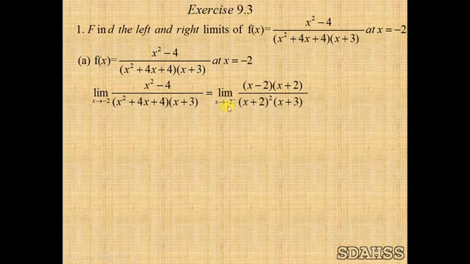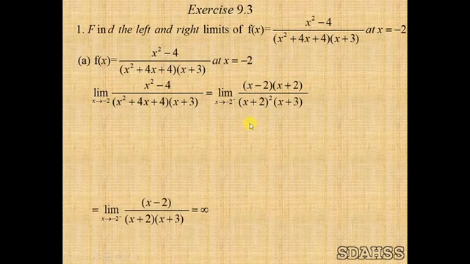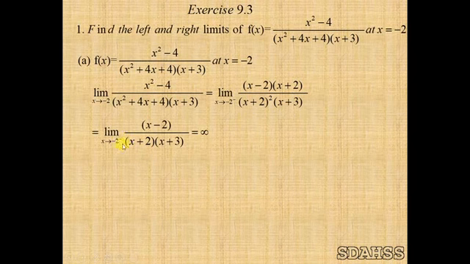Limit x tends to minus 2 minus, x square minus 4 can be written as (x plus 2) into (x minus 2), divided by x square plus 4x plus 4, which can be written as (x plus 2) whole square into (x plus 3). x plus 2 cancels, remaining you have limit x tends to minus 2 minus, (x minus 2) divided by (x plus 2) into (x plus 3), which is equal to infinity. Now you have to substitute minus 2 in the place of x. Then you will get minus 2 minus 2, minus 4. In the numerator you have minus 4, and in the denominator if you substitute minus 2 you will get 0.